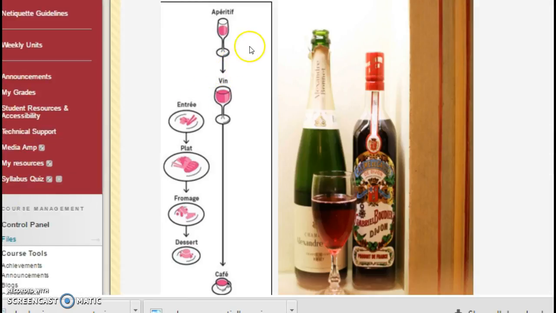The first thing you will get is what we call apéritif. Apéritif. So that is a before dinner drink. If you go to the restaurant or you're invited at some people's house, you will be asked, "Vous voulez un apéritif? Vous prenez un apéritif?" So that's very important.